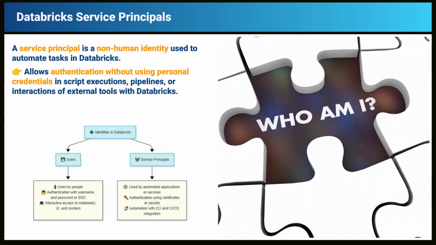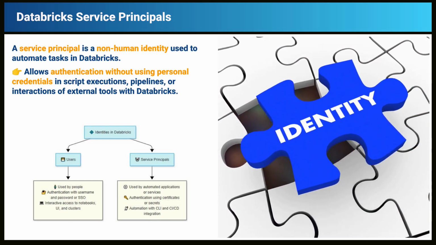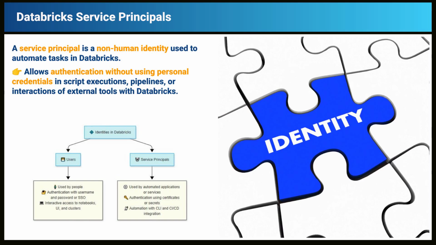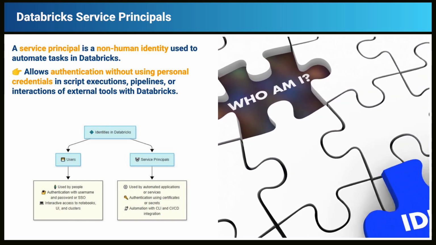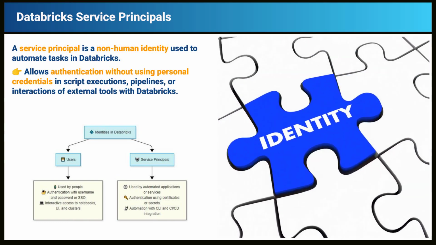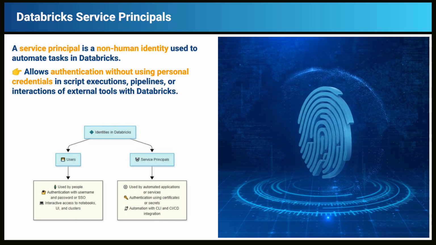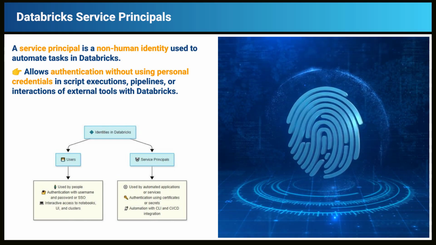A service principal is a non-human identity used to automate tasks in Databricks. It allows you to authenticate without using personal credentials. In these videos, we'll cover script executions, pipelines, and interactions between external tools and Databricks. We'll register a service principal in Azure and link it to a service principal in Databricks.